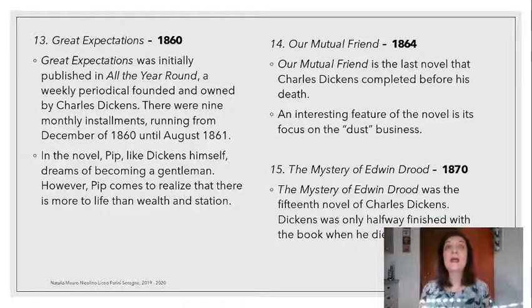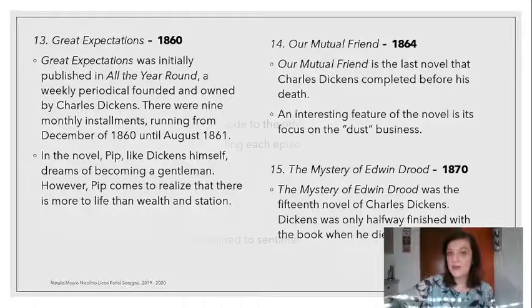Then Dickens's 14th novel was published in 1864, and it is the last that Dickens managed to complete before dying. And then we have the very last one that, as you know, remained unfinished because he was writing The Mystery of Edwin Drood in 1870 when he died.